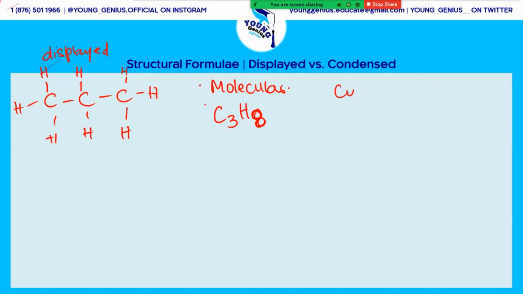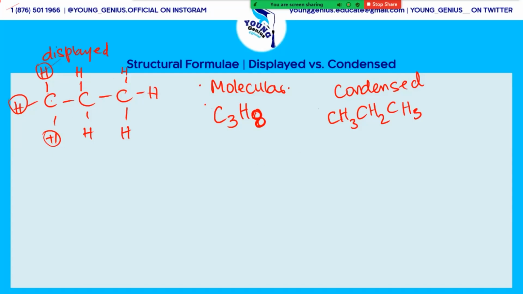Now for the condensed formula, you are going to show how everything is bonded. So on your first carbon atom, you have 3 hydrogens. 1, 2, 3, right? So CH3. For your second carbon, how many hydrogens are bonded to the second carbon? 2 hydrogen atoms are bonded to it. Very good. And for your third carbon, you have 3 hydrogens. So that's your condensed formula.